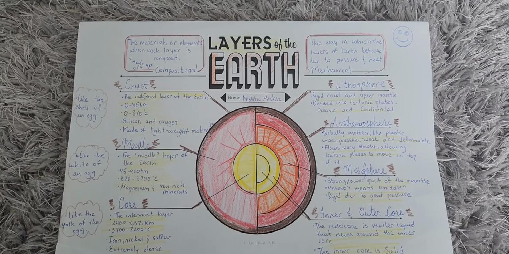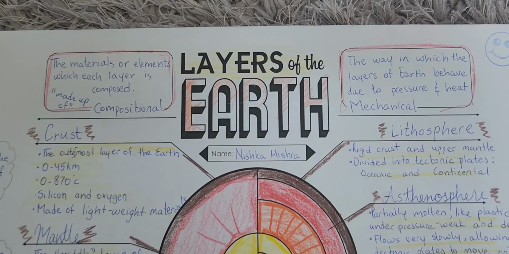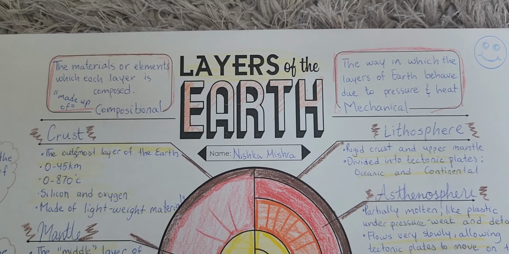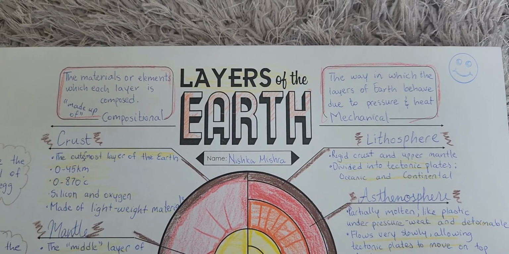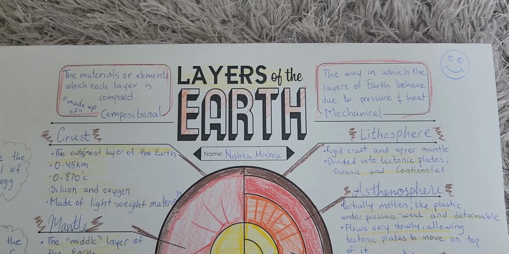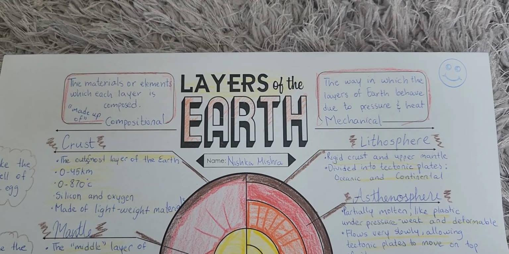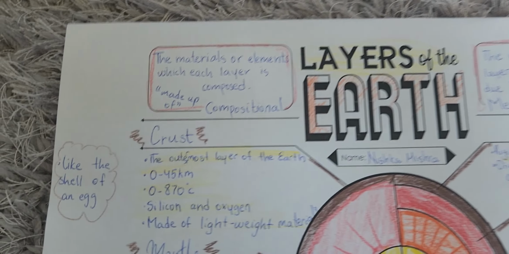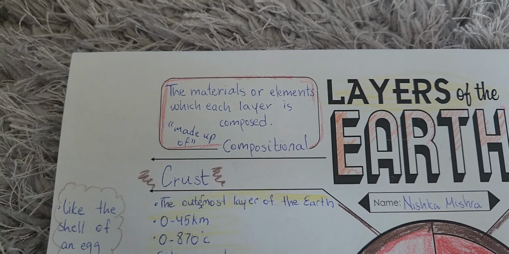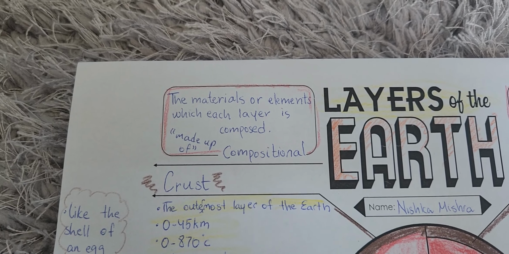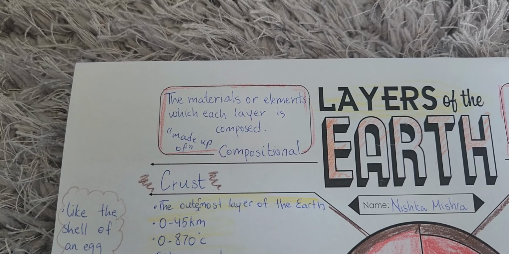In today's video, we're going to be looking at layers of the Earth. There are two types of layers of the Earth. We have compositional and mechanical. We're going to be looking at compositional layers first. So, compositional layers are the material or element of which each layer is made up of or composed of.